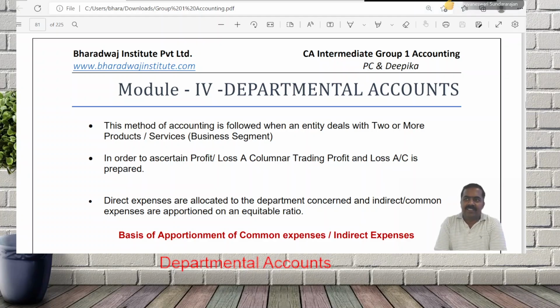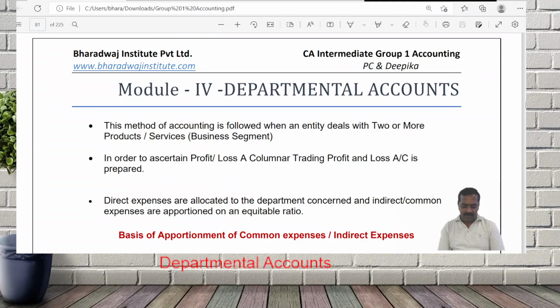Good morning. We'll begin with departmental accounts. Before we start with the departmental accounts, one of the very easiest chapters in your accounting paper is which one? Departmental accounts. Compared to the other chapters, we are just going to prepare final accounts.